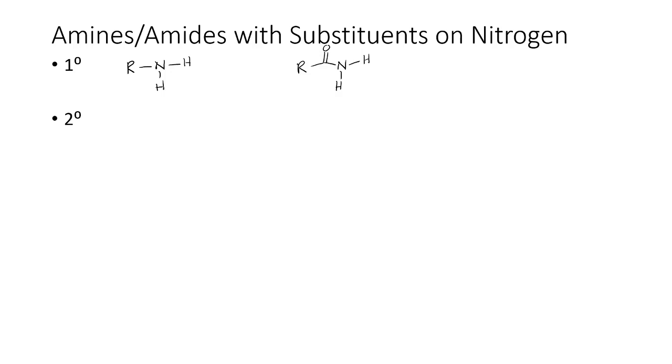We can also have secondary amines. Secondary amines would have then 2 R groups associated with the nitrogen. The R groups may be the same or different. For the amide, the nitrogen would have 1 R group associated with it and 1 hydrogen. Tertiary amines would have 3 R groups associated with the nitrogen. Tertiary amides would then have 2 R groups associated with the nitrogen attached to the carbonyl.